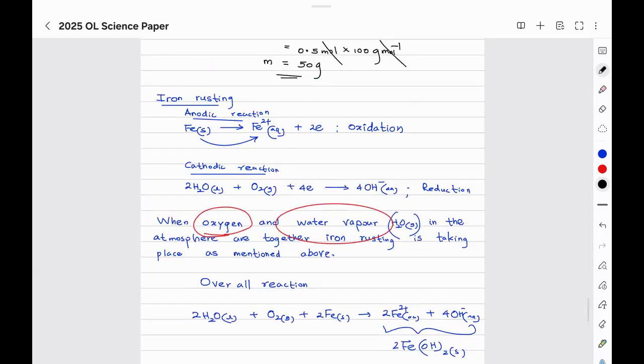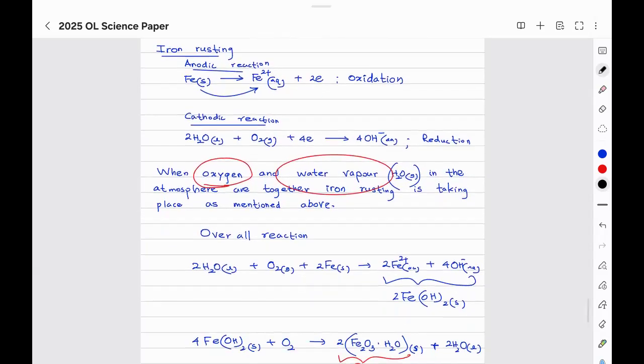Okay, do you want this note on iron rusting? Quickly copy down this. I'm uploading the note to the WhatsApp group, so therefore nothing to worry. Yeah?